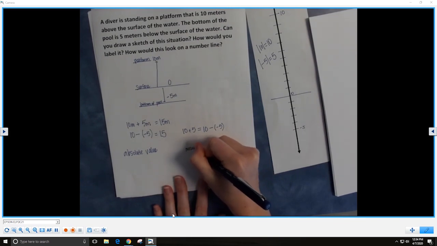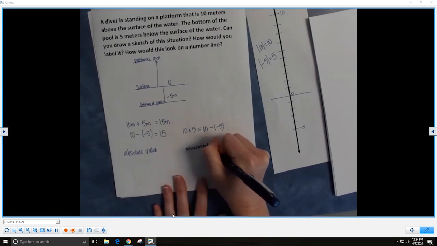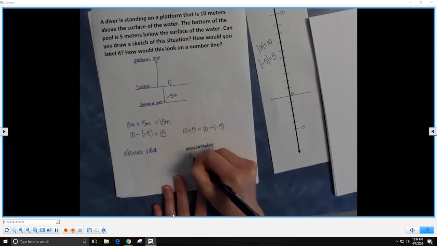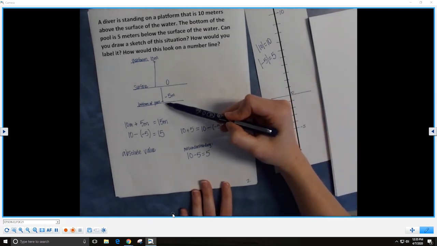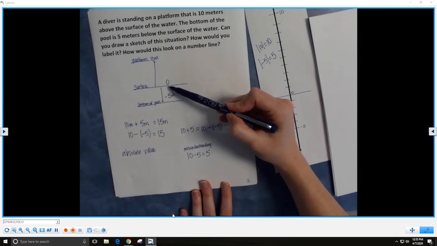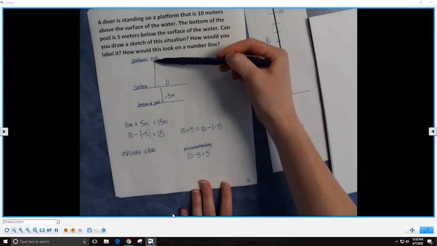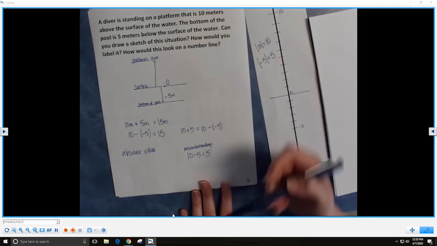away 5 equals 5. So remember, we had a misunderstanding and we said we wanted to talk about the reasonableness of this misunderstanding. Is it reasonable to get 10 take away 5 equals 5 from this drawing and for our scenario? This is not reasonable because the distance from the bottom of the pool, which is here, to the surface of the water is 5 meters. And the diver is going to go a distance of 10 meters before he even hits the water. This must be more than 5 meters. Therefore, 10 take away 5 is not the same as 10 take away negative 5.